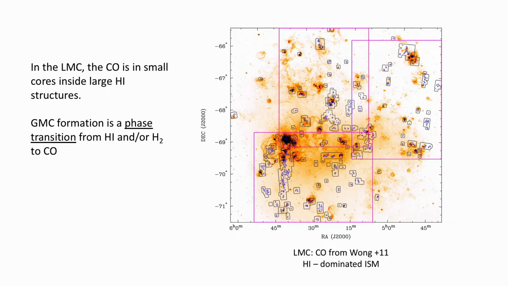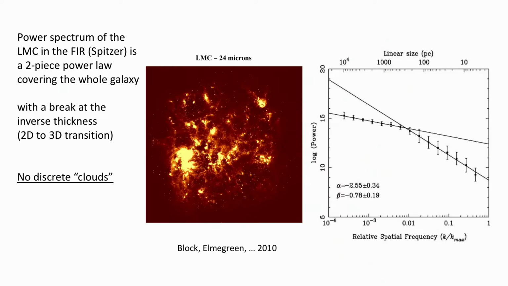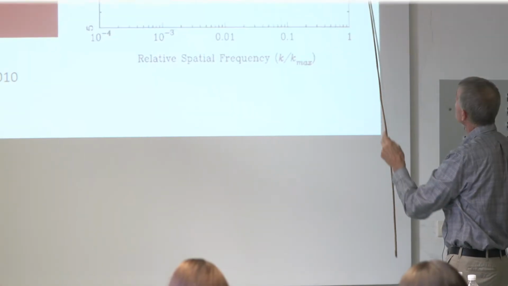A nice thing about having a galaxy that is mostly an observable phase, such as HI or warm HI, is that you can map it. And here's a 24 micron. So this is the Spitzer map in 24 microns. The same thing was done for an HI map. You can take a power spectrum. So a power spectrum means you take the sine and the cosine Fourier transforms. You square each, and that's the sum of the squares, and that's your power. Plot that versus spatial frequency. So big scales are here, 10 kpc. Small scales are here, down to a couple parsecs.